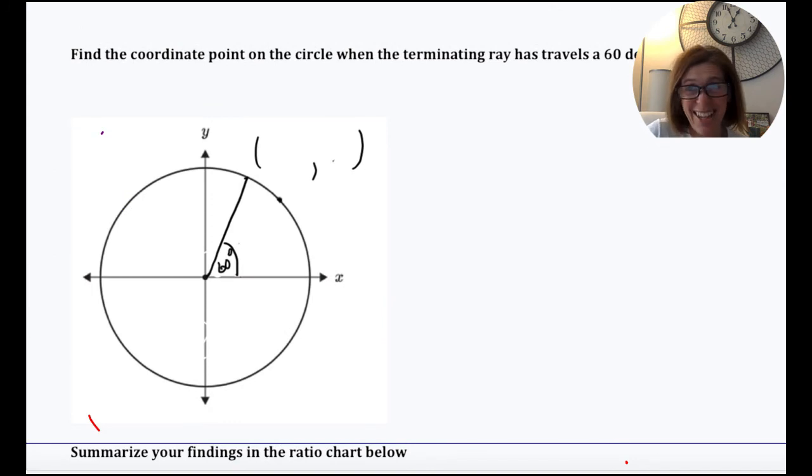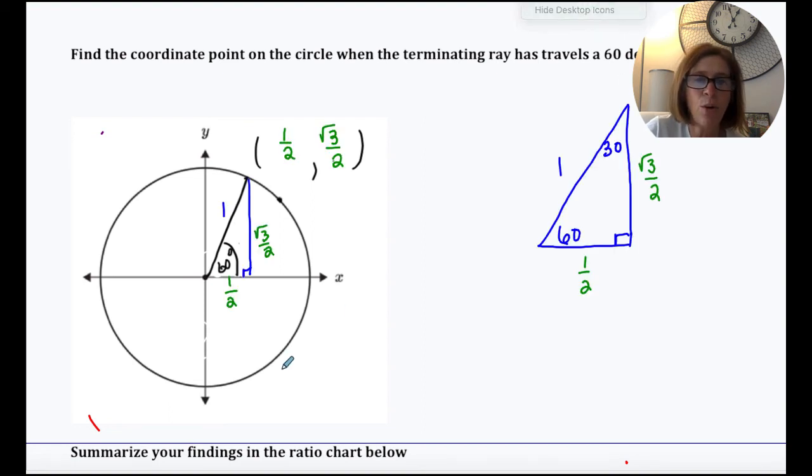60 degrees, okay? I'd like you to try it, and we'll come back and talk about it. So press pause. Okay, so hopefully you were able to find that this length here is 1/2. This is √3/2. So we get our coordinate point of 1/2, √3/2. And then the tangent here would be √3. So let's write that in. Okay, but remember, this is a 60-degree rotation.